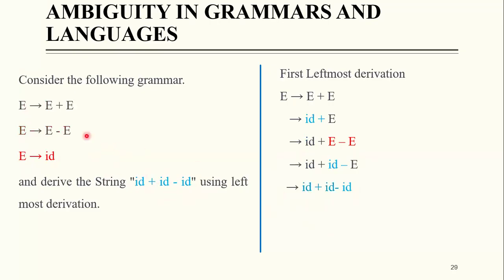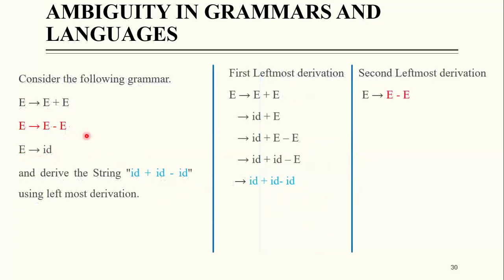And next, I'm trying to get the same input string with another possibility of derivation. For the first leftmost derivation, I chose E plus E, and now I'm choosing the production E minus E from the given grammar.